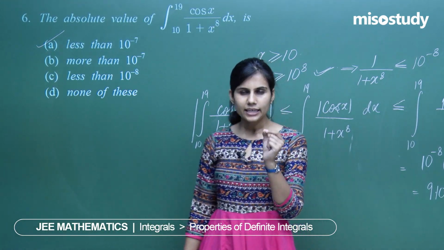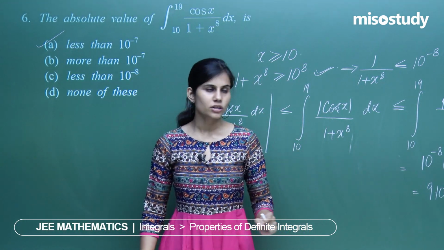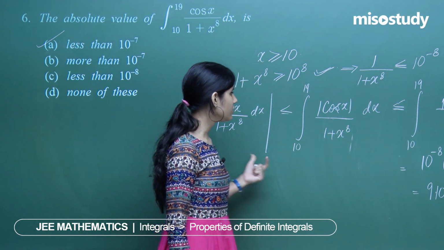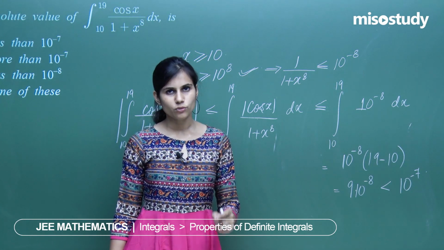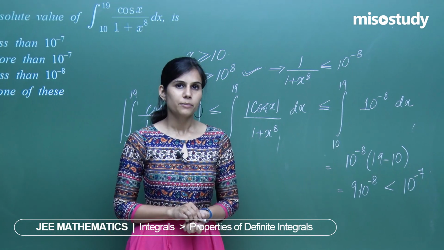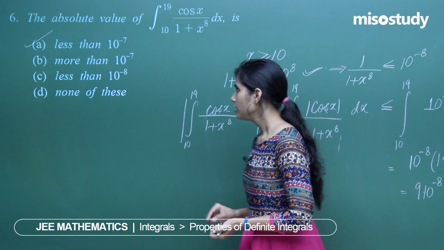The only thing to be used over here is the very simple concept that mod of the integral is less than or equal to the integral of the mod, and that mod of cos x is always less than or equal to 1, no matter what real number x is acquiring.